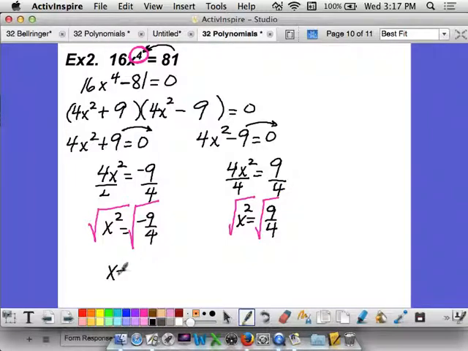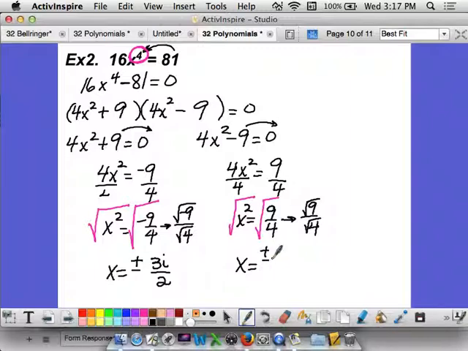So x is equal to, remember that you can write this as the square root of negative 9 over the square root of 4. The square root of negative 9 is 3i. The square root of 4 is 2. But when you take the square root of both sides, don't forget plus or minus. Plus or minus 3i over 2. This again is the same as the square root of 9 over the square root of 4. The square root of 9 is 3 and the square root of 4 is 2. So I have x is equal to plus or minus 3 over 2.